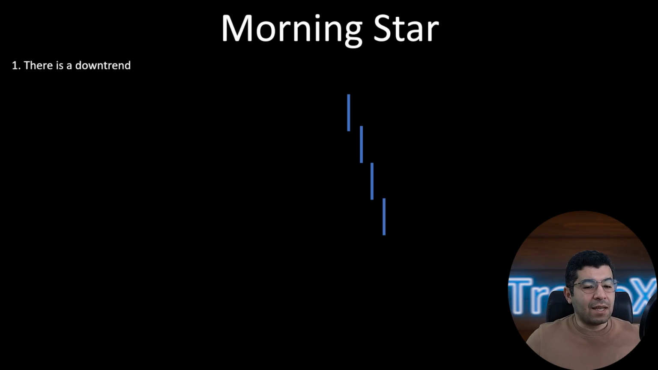So let's talk about how we can spot a morning star pattern. At first, we have a downtrend. You may ask, how should I recognize a downtrend? The answer is that we should check whether the candle we are looking at has the lowest price over the last X candles. We implemented this in our indicator.